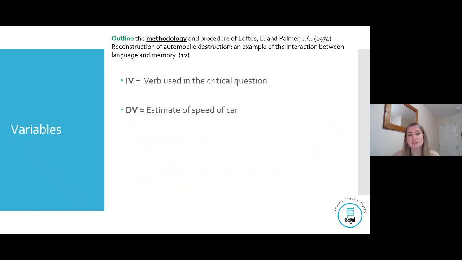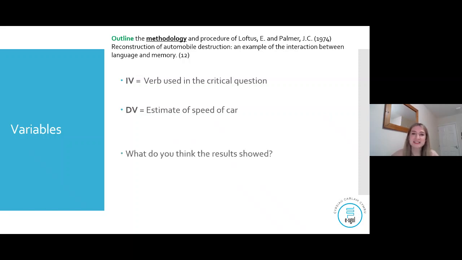And just as I explained, we need to make sure we're aware of our independent variable and our dependent variable. So the verb used in the critical question is what we changed, and the dependent variable, what we measure, is their estimate of the speed of the car. Okay, so they would complete this questionnaire and they would estimate using numbers how fast they thought it was going from looking at a video clip.